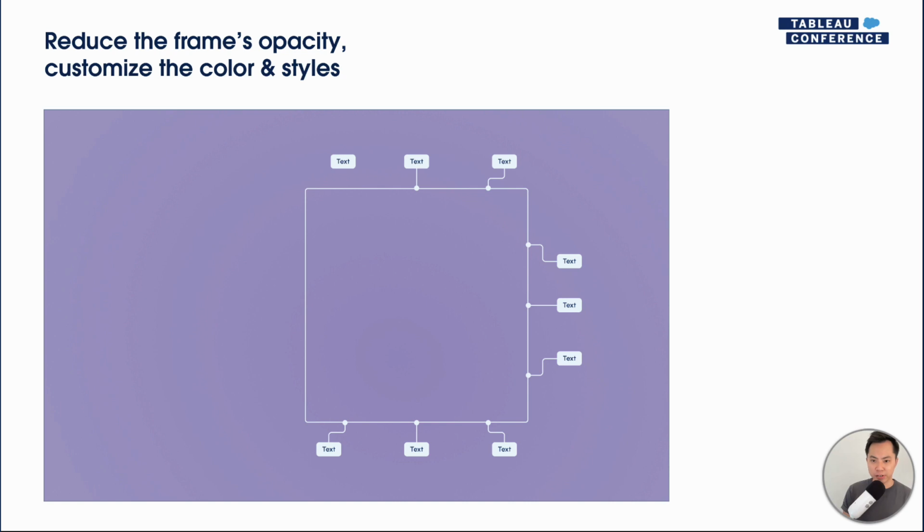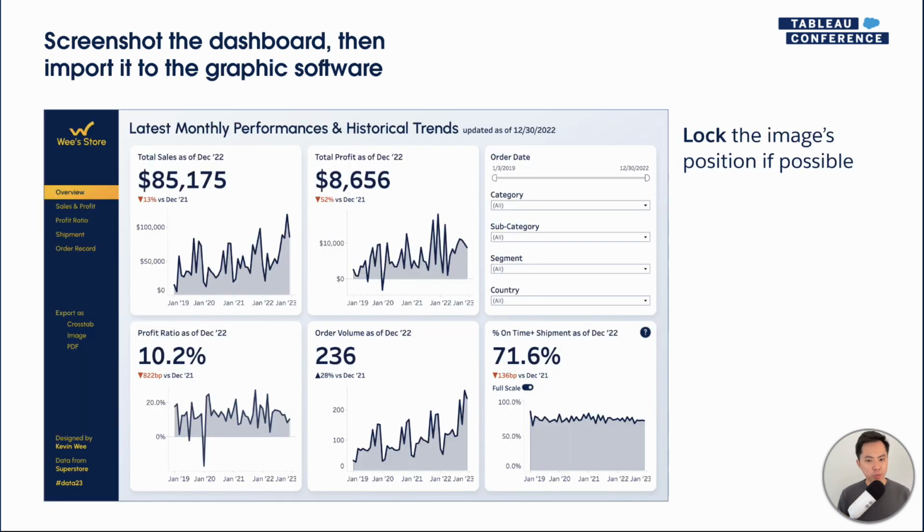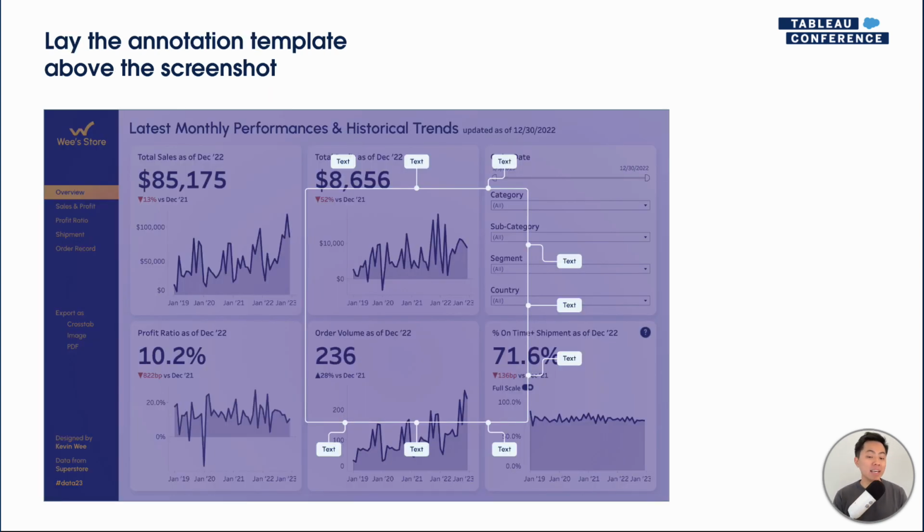So here's what you're going to do next. You go back to your dashboard and take a screenshot of the dashboard that you have just created. Then you load that screenshot into your graphic design tool. You overlay the semi-transparent annotation template that we have just created above the image and make sure that they match perfectly. Then you move the text boxes around to annotate how this dashboard should be used, like this.